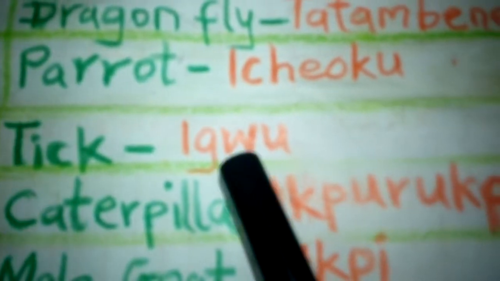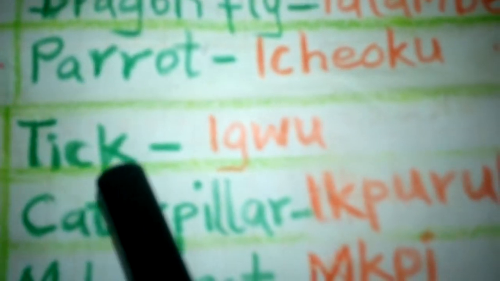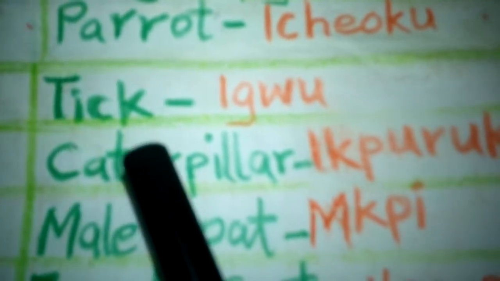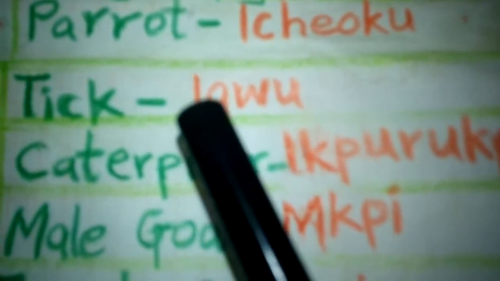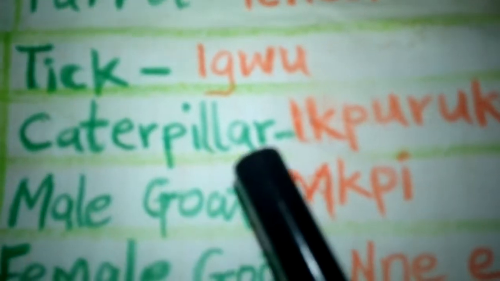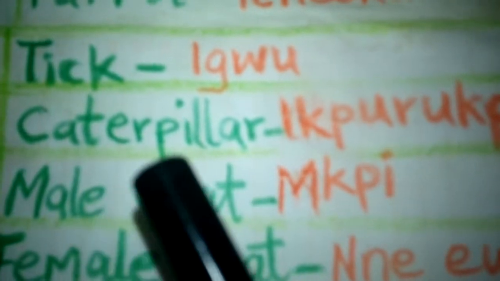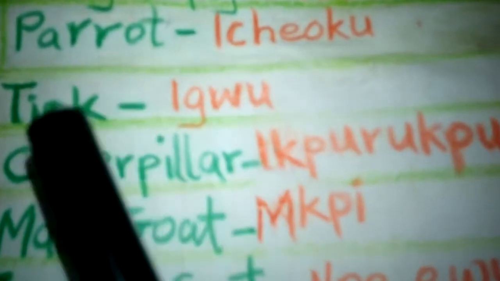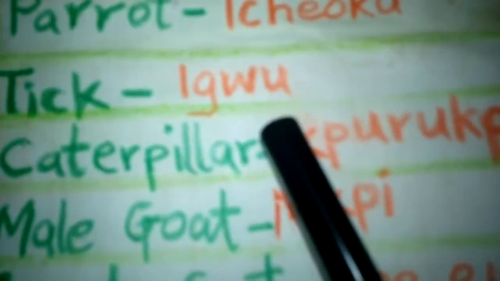Tick. Igu. We have many different types of tick. I will explain that during the review and show you the different pictures. Tick is igu. They live on different places on the body of the animals. I will tell you about them. Generally known as igu.